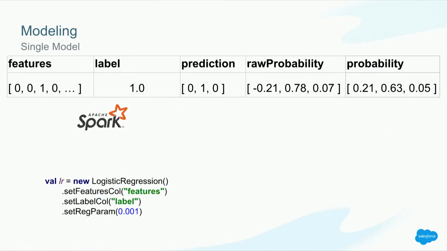So let's get into the modeling step next. The way a model works in Spark, you'll give it features and a label, and it will return a prediction, a probability, and a raw probability column. These are what will eventually turn into our predictions. That can be specified in Spark like this: you have a logistic regression model, you set the input and output columns, and you can set your parameters for that model.